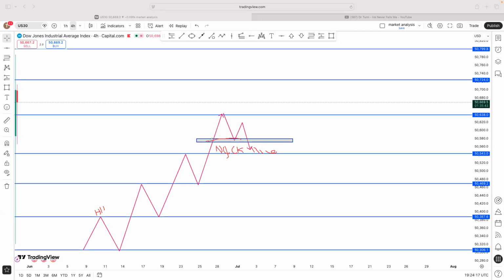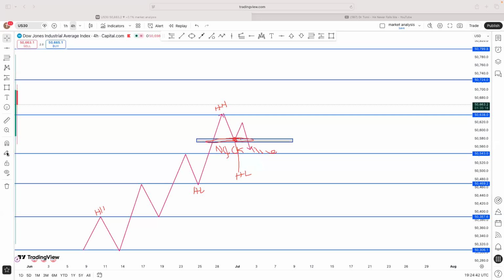This zone is called the neckline. This one. When the market breaks from the higher low, because this is the higher high, and then this is the higher low, and then as the market is coming back to this zone, this one, this zone, it is what? It is the higher low. So that higher low area, it is the neckline.